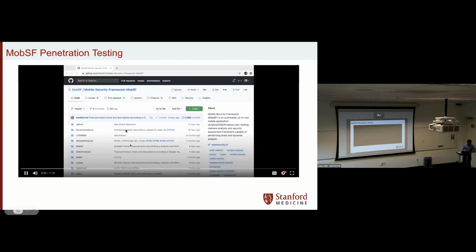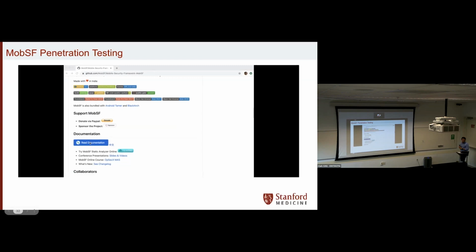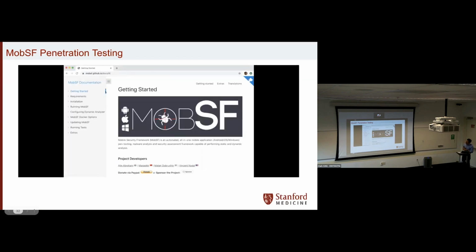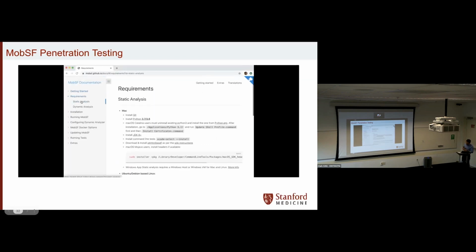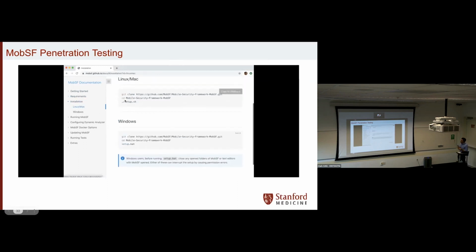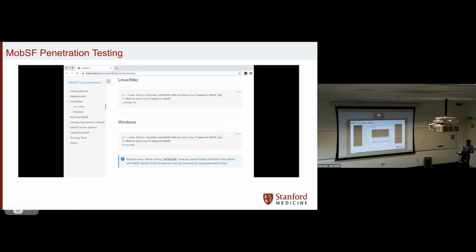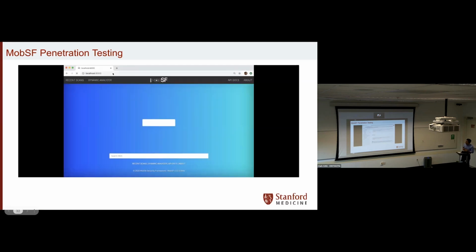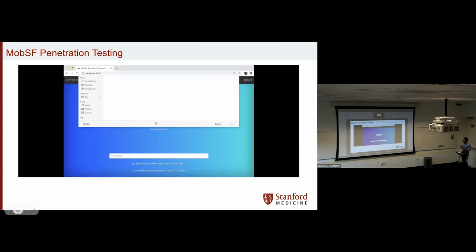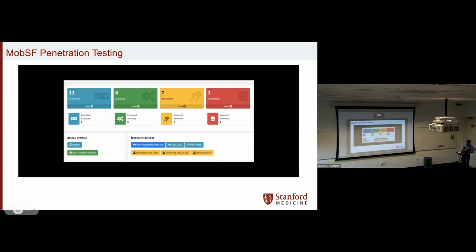And this is just a quick demo of the Mobile Security Framework to give you an idea of how it works. There is great documentation on the GitHub page on how you can do static and dynamic analysis for both iOS and Android apps. As an input, you can give the application file, whether it's an iOS IPA file or an Android APK file, and using the localhost, you can see a whole picture of your application.